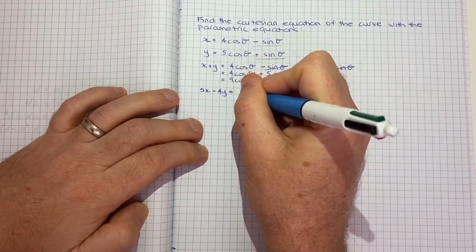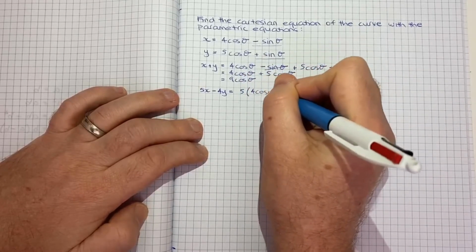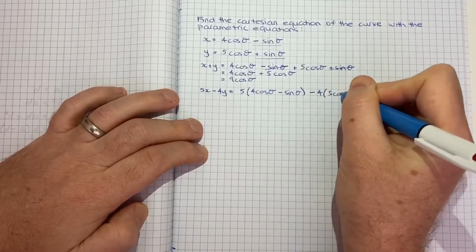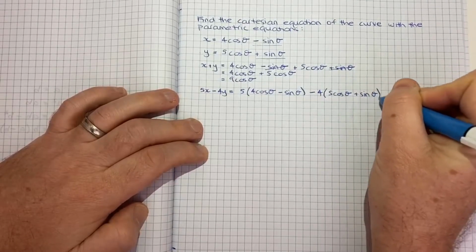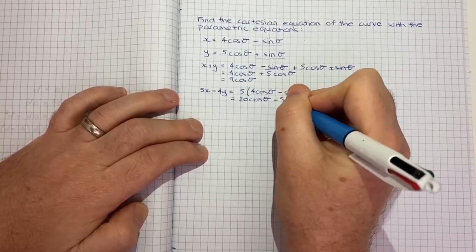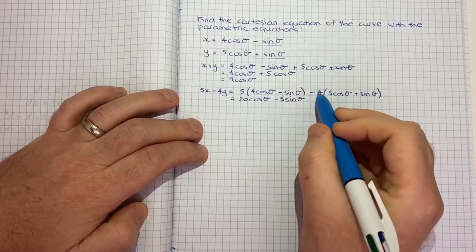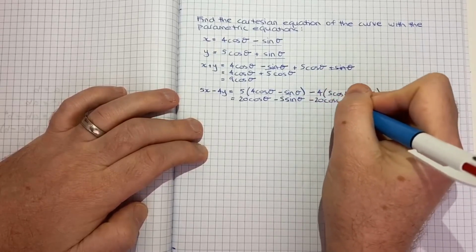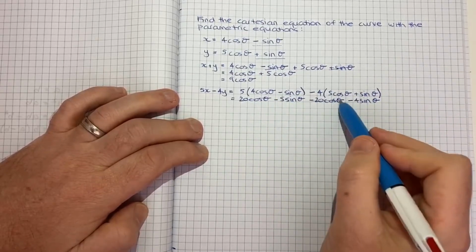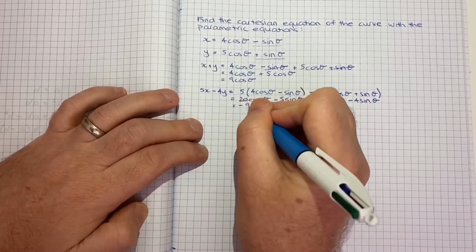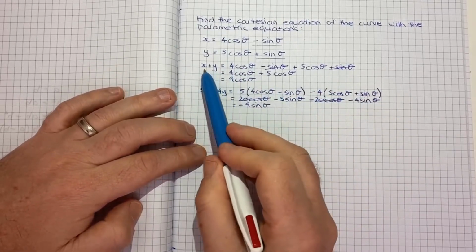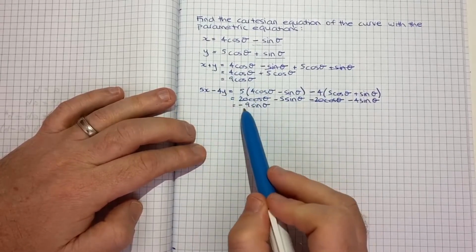So 5x minus 4y is equal to 5 times 4 cos theta minus sine theta minus 4 times 5 cos theta plus sine theta, which equals 5 times 4 is 20, so 20 cos theta minus 5 sine theta, minus 4 times 5 is minus 20 cos theta minus 4 sine theta. And our 20 cos thetas will cancel and we'll end up with minus 9 sine theta. So we're getting quite close here. We've got one function with just cos, another function with just sine.